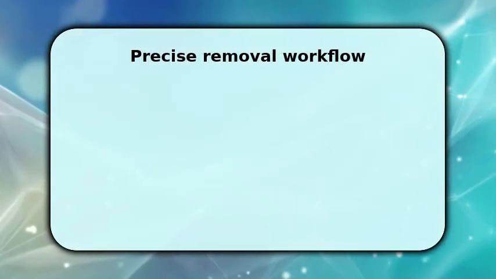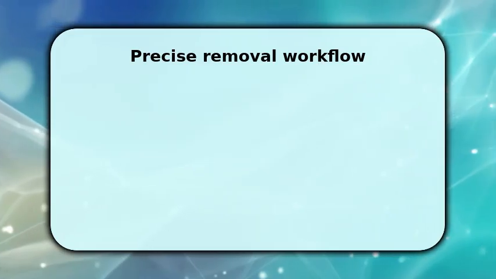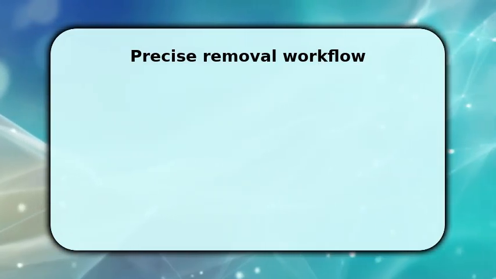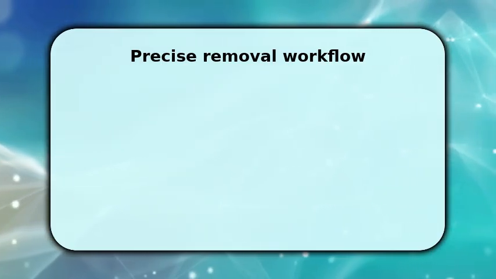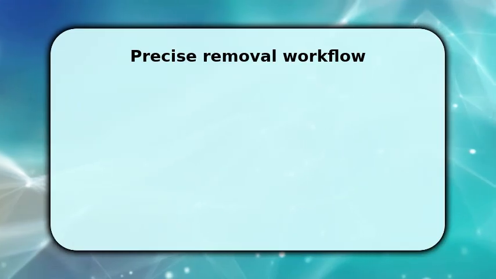Now you remove the text step by step. Zoom close and use a small healing brush to sample nearby clean pixels. You should work in short, overlapping strokes so the tool blends texture and color naturally. One big stroke often fails.